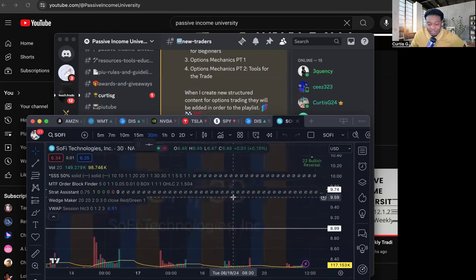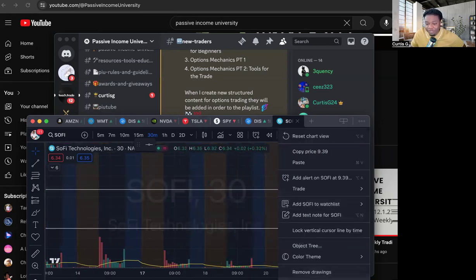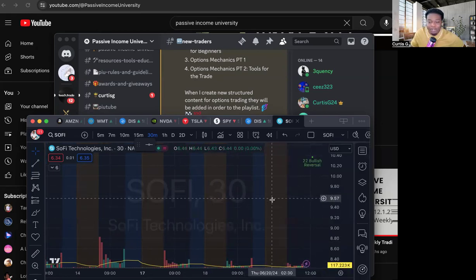So we're looking at SoFi. Let me clean up the chart a little bit. I'm going to remove everything. This is a good one. I haven't looked at this in a long time. And so what I want to do is just chart it nice and fresh.